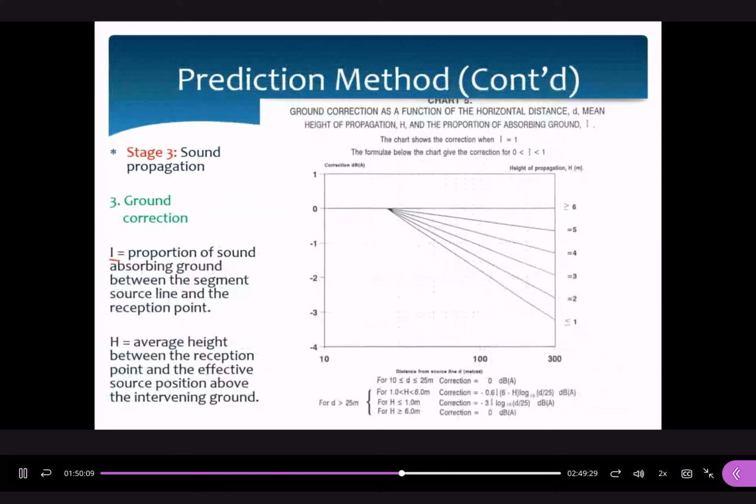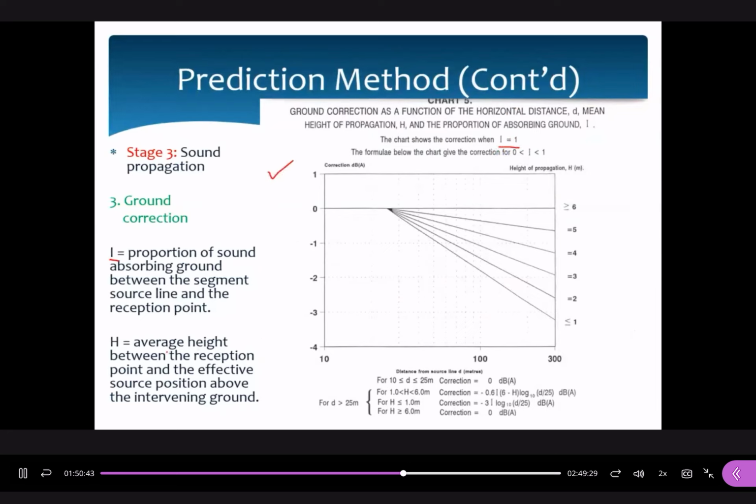I is a parameter to describe the percentage of sound absorbing materials on the ground. It is in between 0 to 1 only. In those questions relevant to this one, I will state clearly the values of I, so you do not need to guess. When I is equal to 1, let's say we put some plantation, some absorbing materials inside these segments, we can make use of this chart.